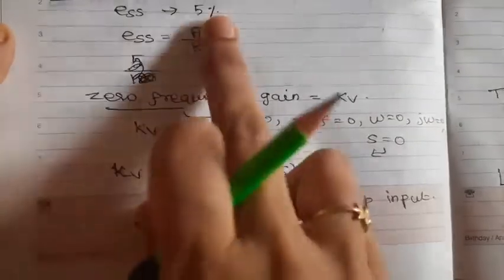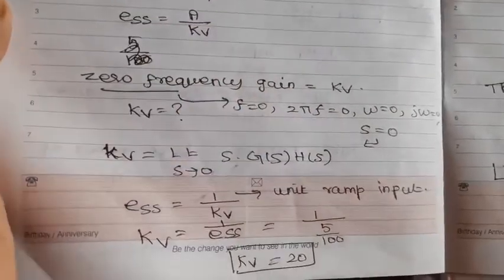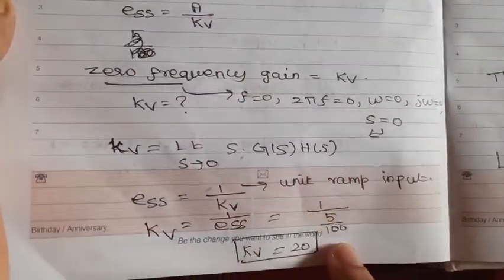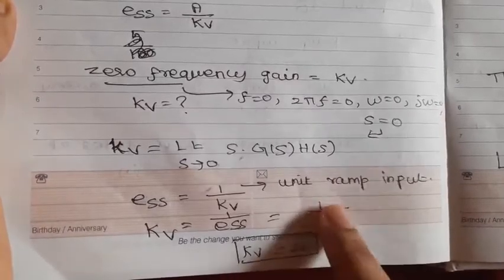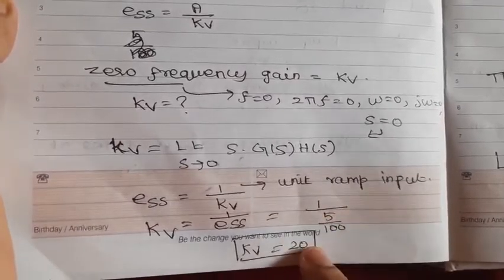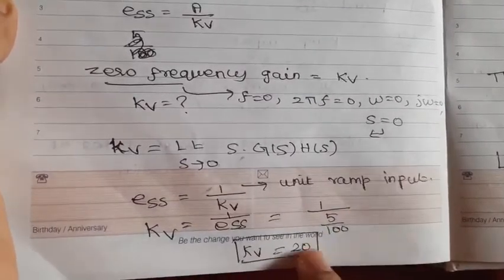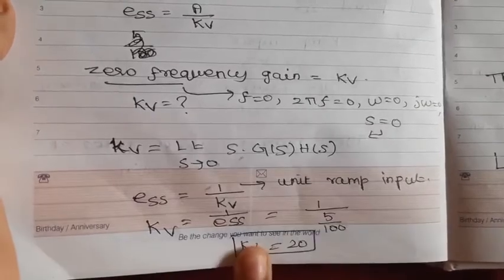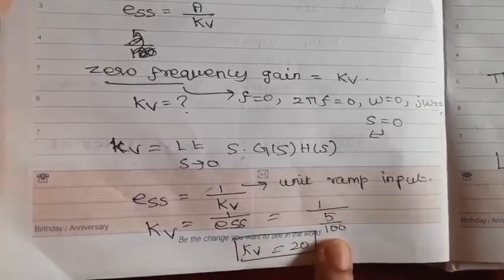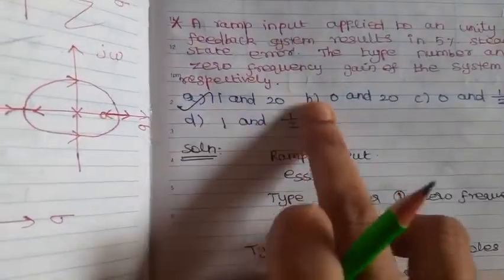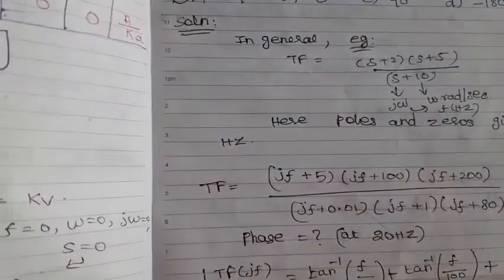So ESS value given is 5%. 5%, how can we write? 5 by 100. So 1 by Kv equals 5 by 100, in general 1 by 20. So Kv value is 20. So this is the zero frequency gain. Kv is equal to 20. What is the type number? 1. So option 1 and 20 is the right option.